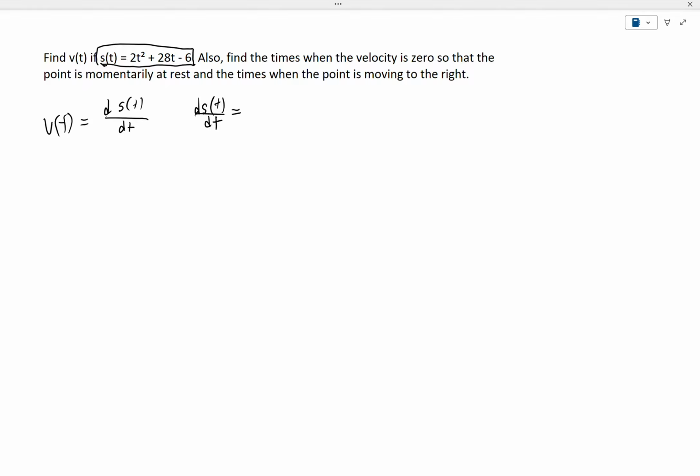Well, you can see that it's some kind of a polynomial, so we're going to be using the power rule for derivatives. The power rule says power out front, one smaller on the power. So I'm just going to do that to each of the terms here. Power out front, one smaller on the power, plus power out front, one smaller on the power, and the last term, negative 6, is a constant, so the derivative of that is 0. And we can simplify this as 4t plus 28. And this is equal to velocity as a function of time.